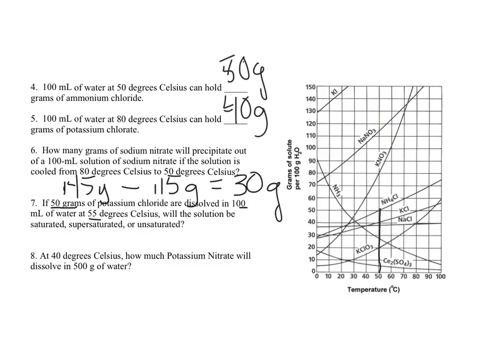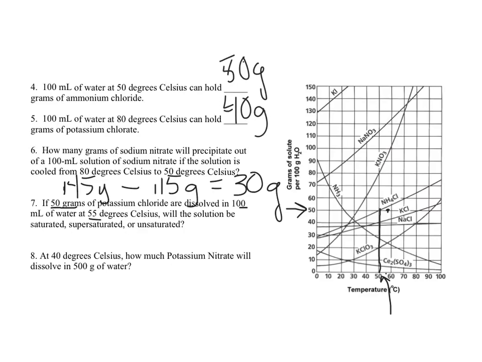So I have a temperature, 55, so it's somewhere right along in there. And I know that I've dissolved 50 grams. Well, 50 grams would be there. So the intersection of 55 degrees and 50 grams is going to be right around in there.